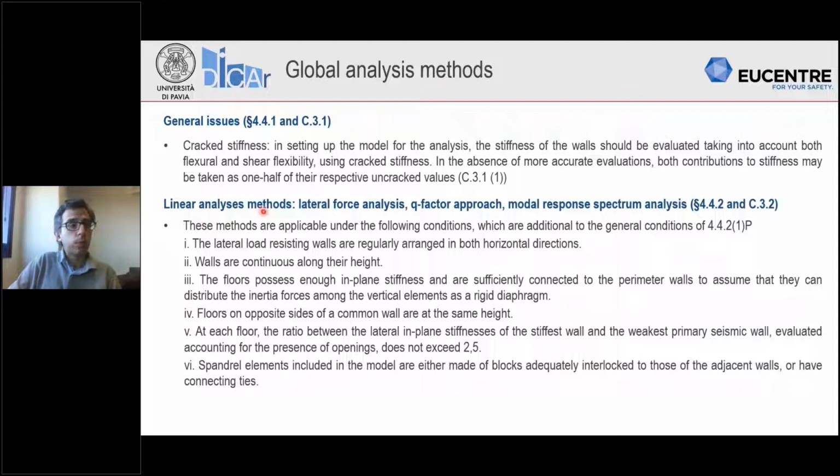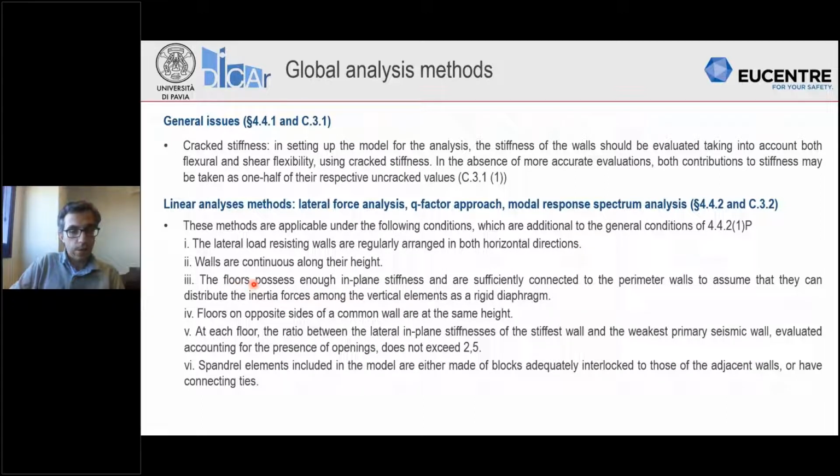Then Eurocode 8 is listing the possible analysis methods, subdividing between linear analysis methods and nonlinear ones. Among the linear analysis methods, we have the lateral force analysis, the Q-factor approach, and the modal response spectrum analysis. Now, these methods can be applied under various conditions. The most important are the fact that the lateral load resisting walls are present in both the horizontal directions of the building. The walls have to be continuous along the height.